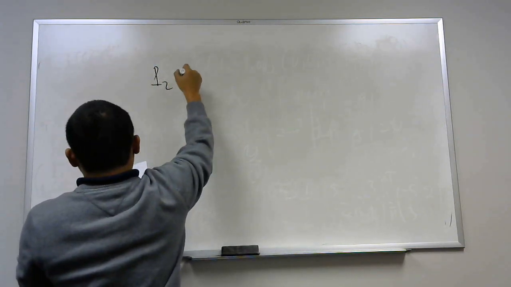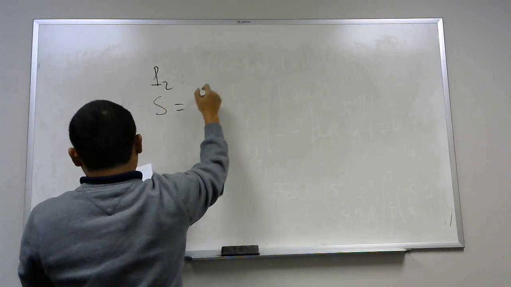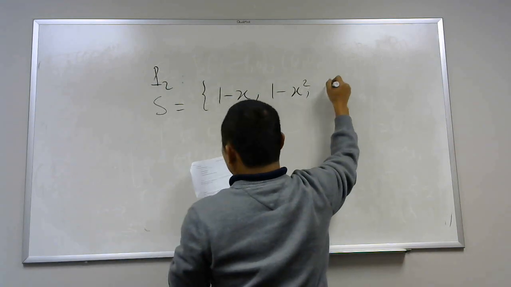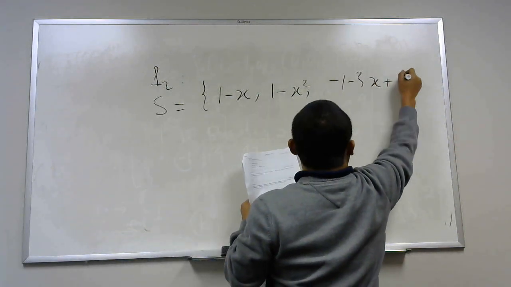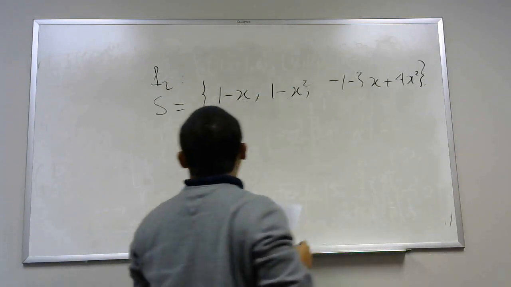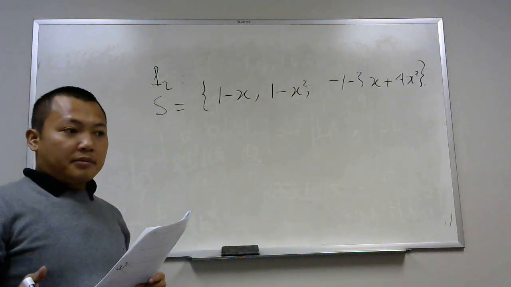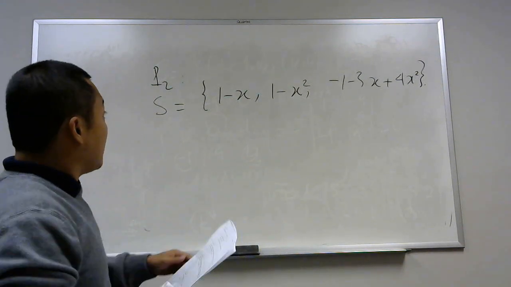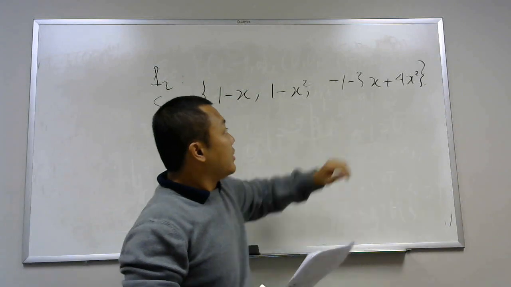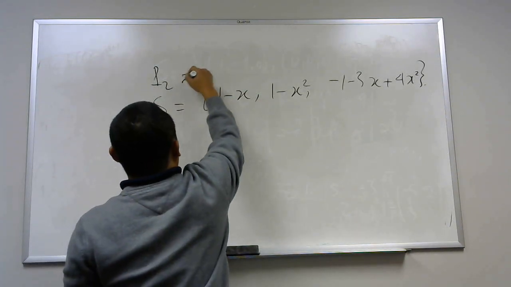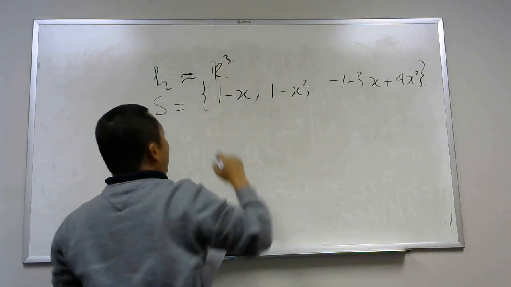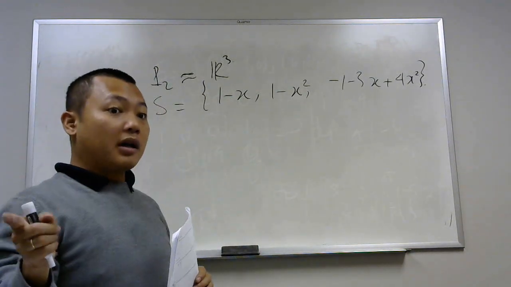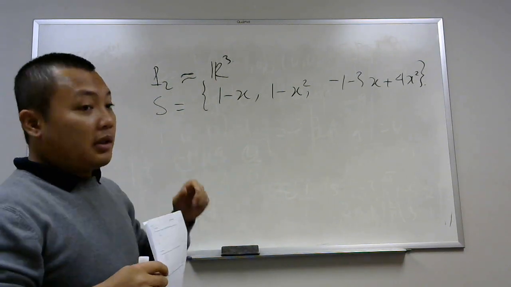We have P2, and in P2 we have S: 1 minus x, 1 minus x squared, and then negative 1 minus 3x plus 4x squared. P2 again is the vector space of all polynomials of degree less than or equal to 2. So here we have 3 polynomials, right? And we know P2 is isomorphic with R3. But again, we have to be careful when we translate from P2 to R3, because it depends on the order we use.